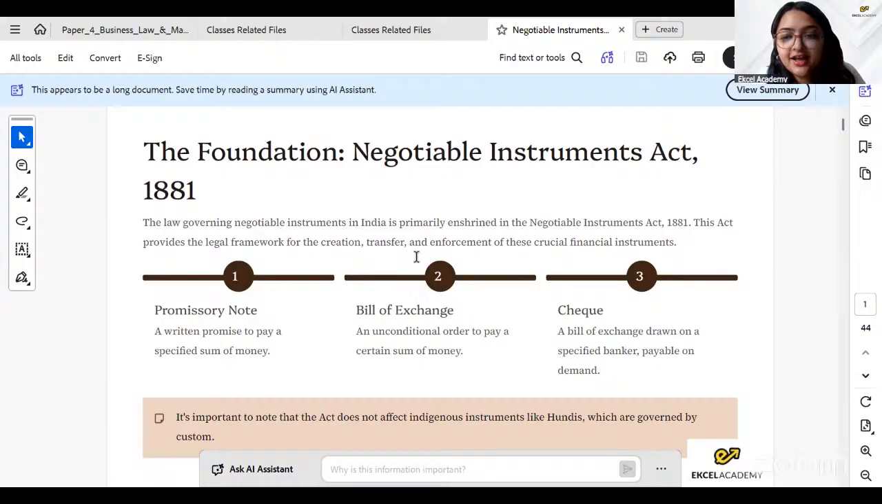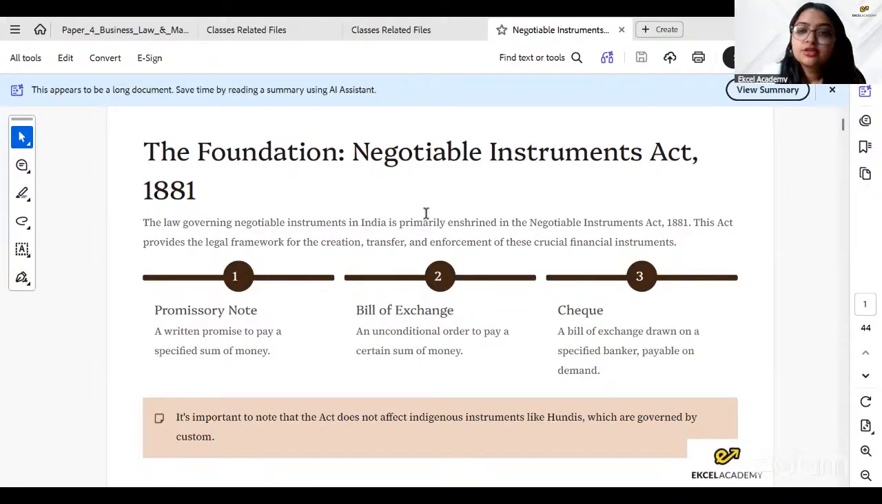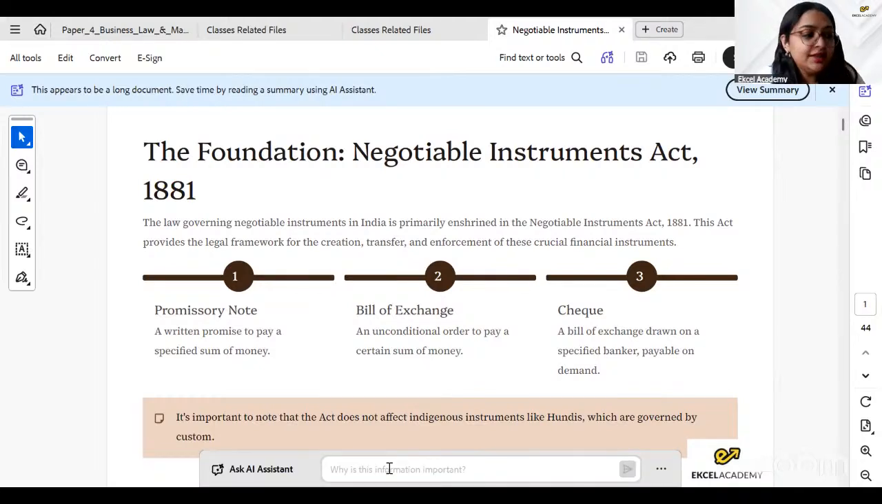All right, great. I hope you all had a good break. So now let's begin with the next chapter that we have, which is the Negotiable Instruments Act of 1881. Before we proceed into understanding the technicalities of it, let us understand the base concept first.